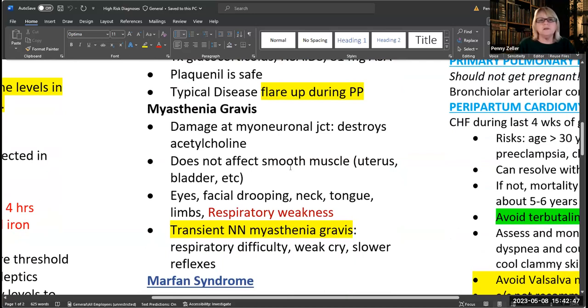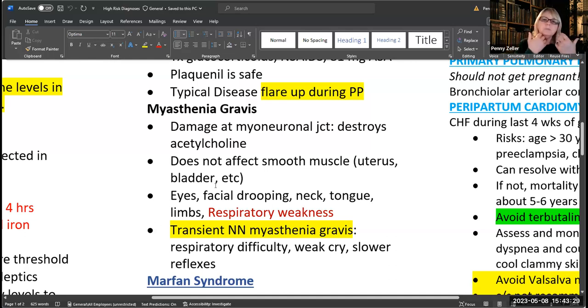Myasthenia gravis is the other one. That's an autoimmune disease, and this is right at the nerve and muscle connection. You know, the nerve is what's innervating the muscle to move. So what happens is that the acetylcholine is destroyed and the muscle cannot contract as easily. What I want you to remember about myasthenia gravis is that the respiratory system is affected more than anything else. Respiratory muscles get very weak.